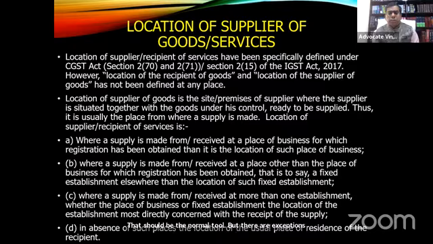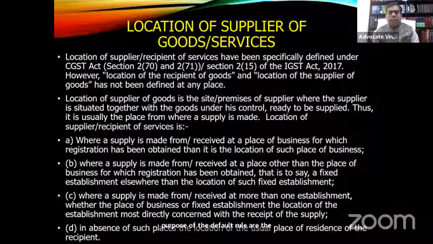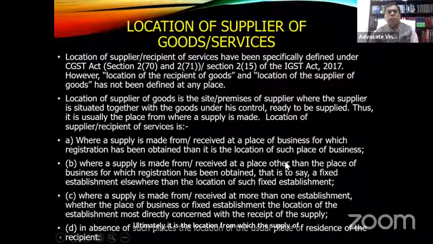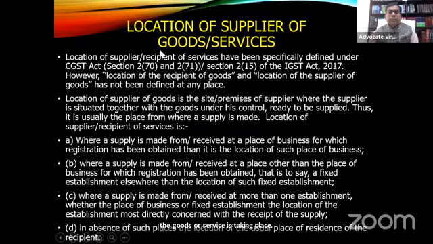But for the purpose of the default rule or the general understanding, one may come to a conclusion that the place from where the supply of services or goods is made, whether it is registered or unregistered, ultimately it is the location from which the supply of the goods or service is taking place. That is the place which should be considered to be the location of the supplier.